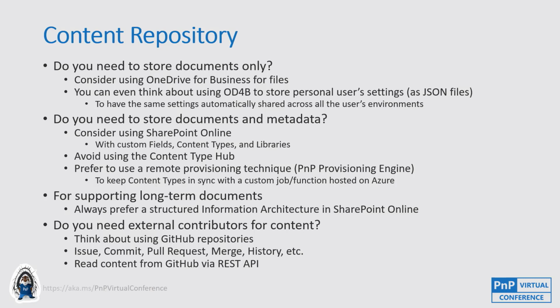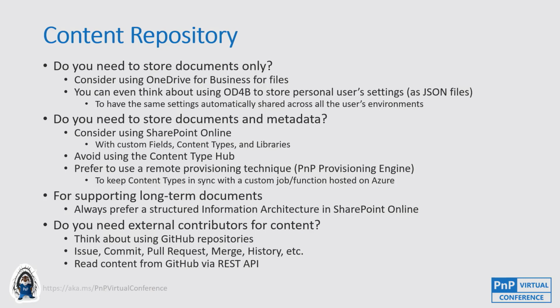Avoid using the content type hub, that's my advice, because that's an old technology not properly working nowadays. You should rather use the PnP provisioning engine or any other provisioning technique of your choice, so that you can keep the content types in sync across multiple site collections without relying on the content type hub. But generally speaking, if you need to support long-term documents, you should define a proper information architecture in SharePoint Online.